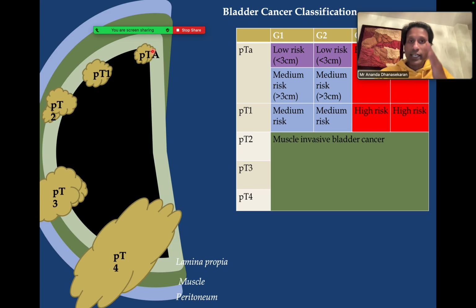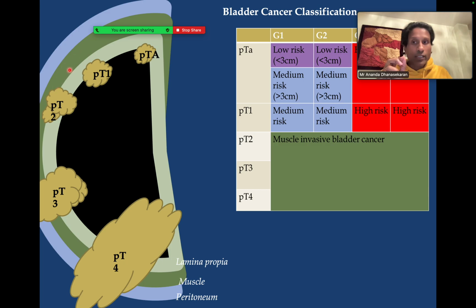Okay, so TNM: T for tumor staging, N for lymph node staging, M for metastatic staging. And in this T, again you can see it increases from superficial to deep. As the tumor gets into a higher stage, the number will increase. So the first one is pTa, which means the tumor is quite superficial. T1 means it involves the lamina propria, which is the innermost layer of the bladder wall. pT2 means it involves the muscle.